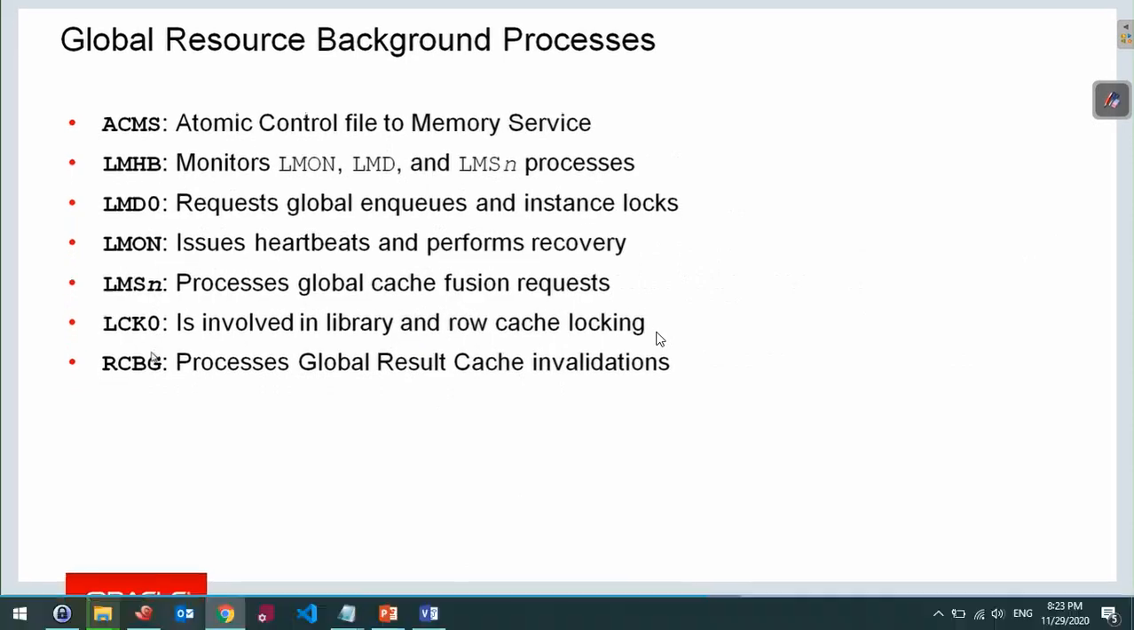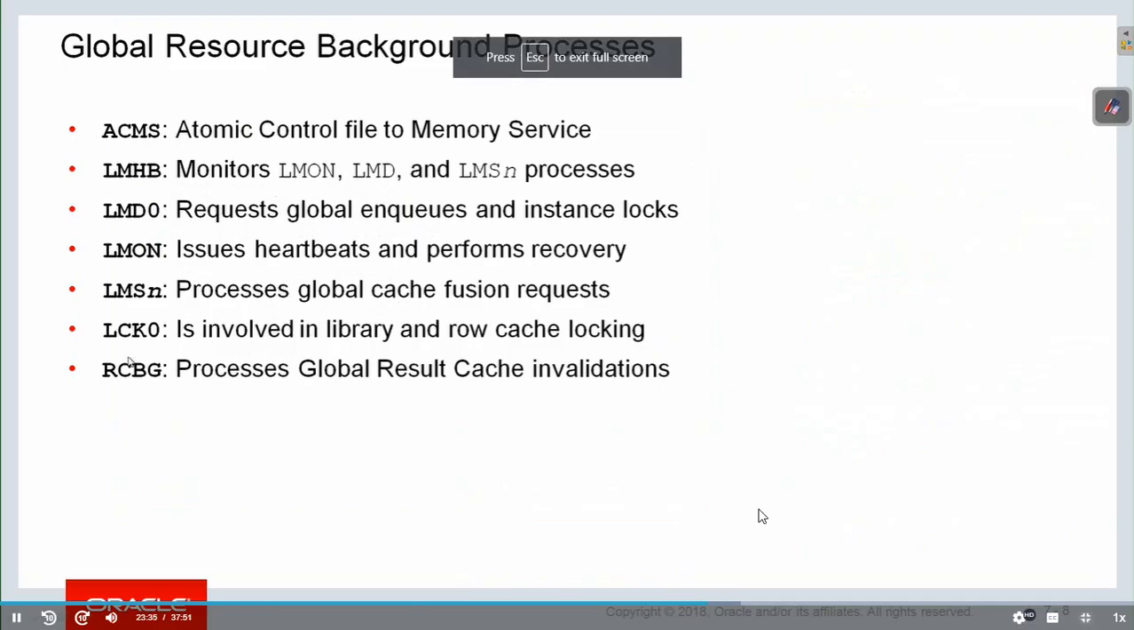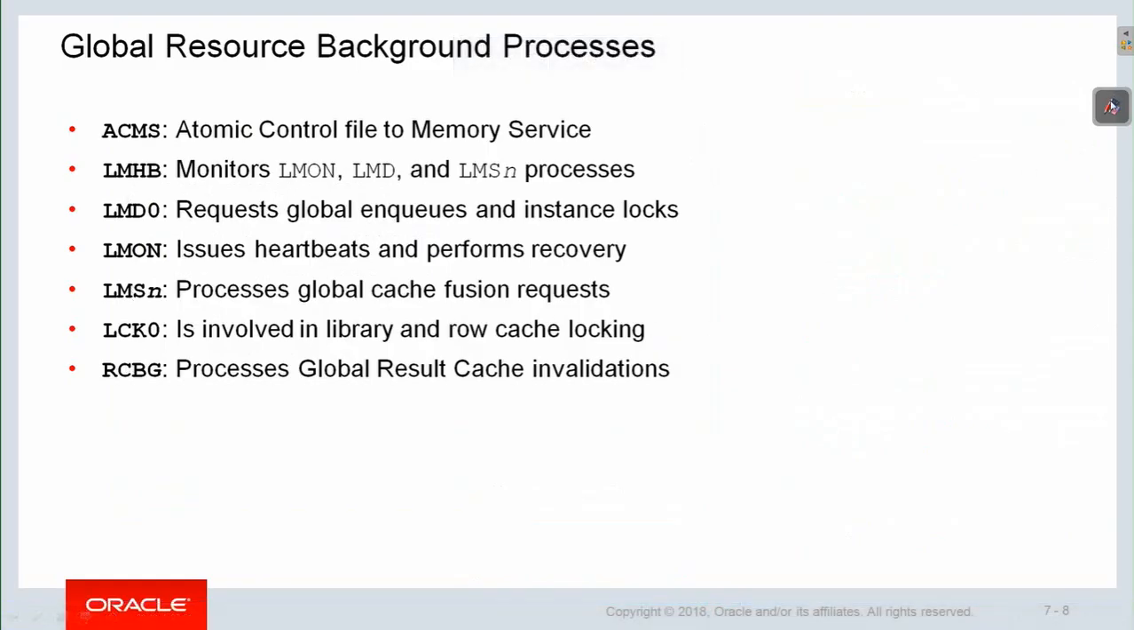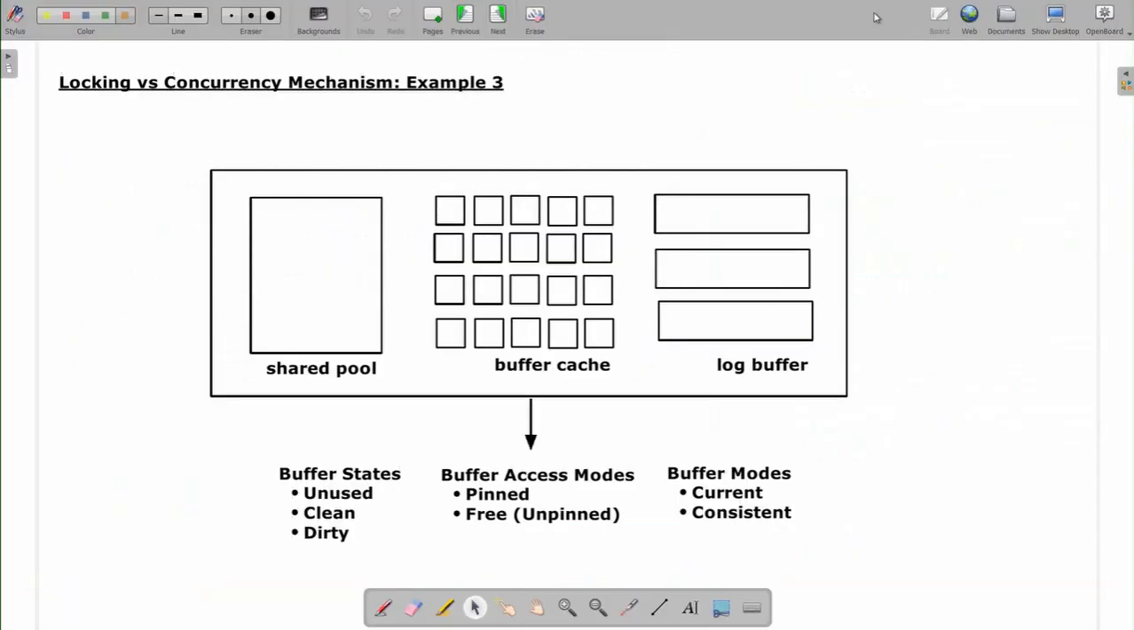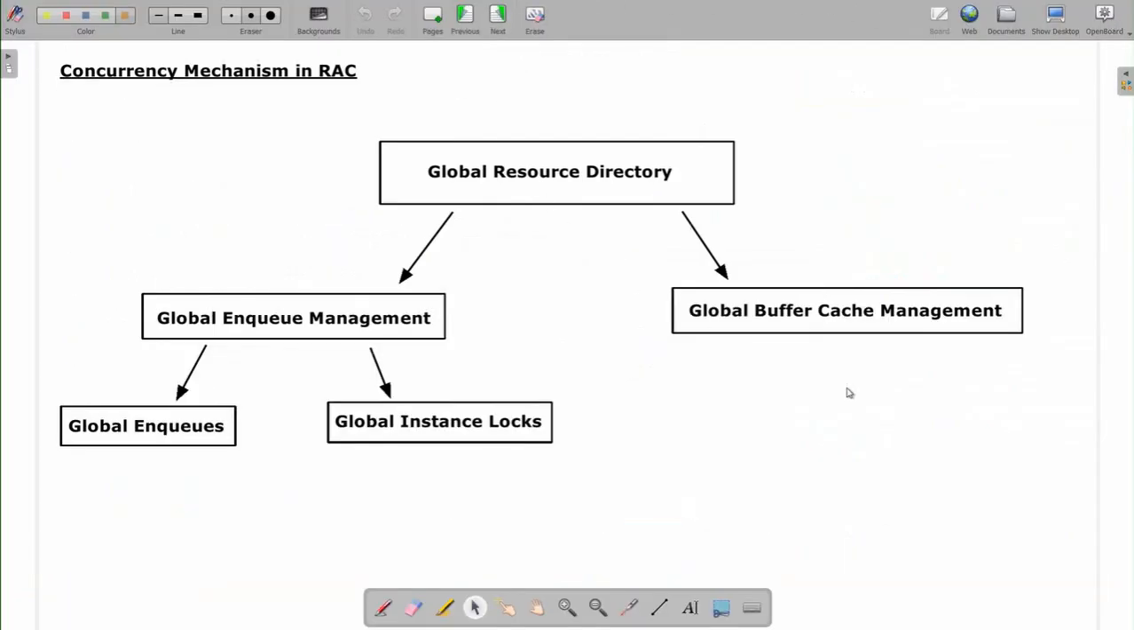Processes, and these are global resource related background processes. And we're going to take a look at this now. Up to this point, we have a global resource directory. This is the directory that stores metadata, and this metadata is for global enqueue management and also global buffer cache management.